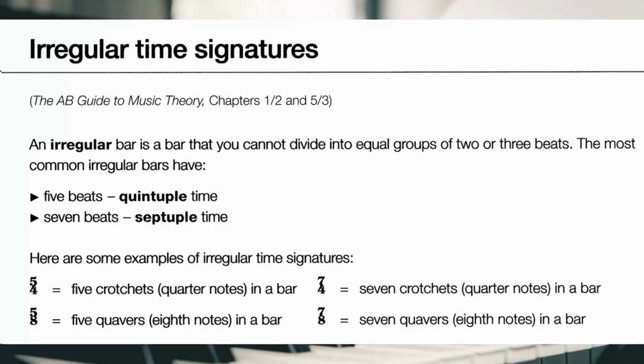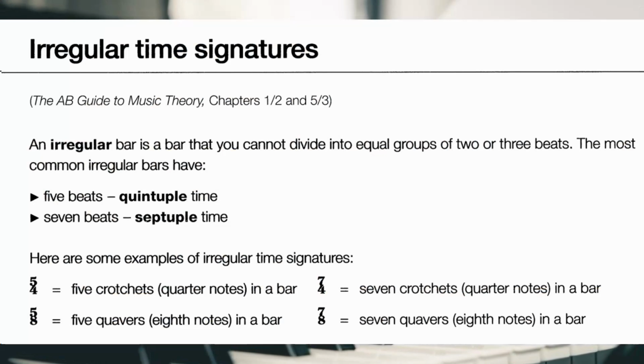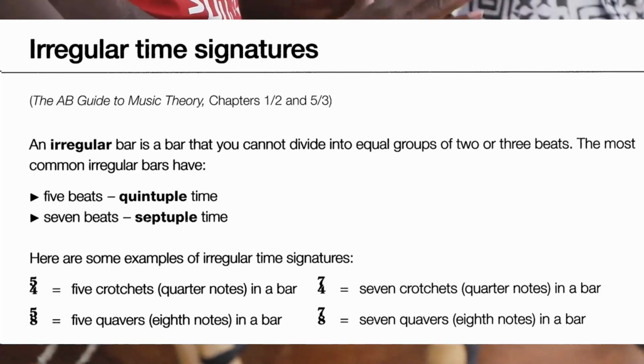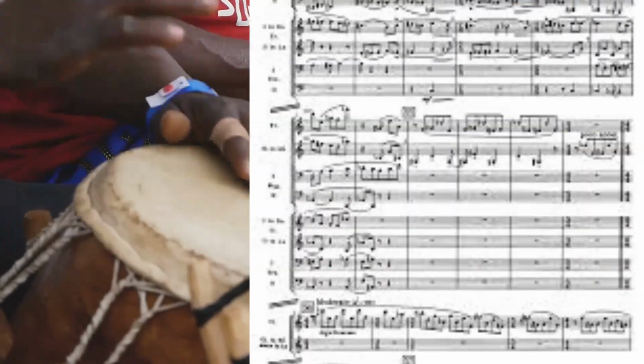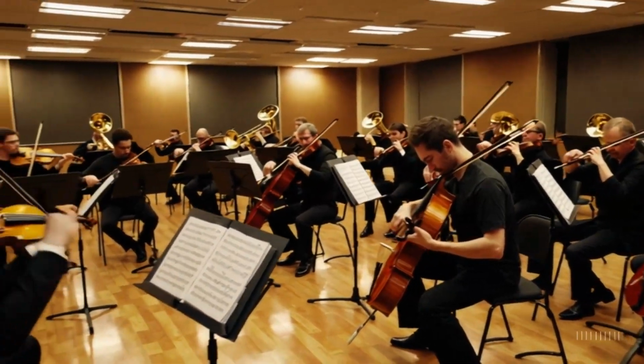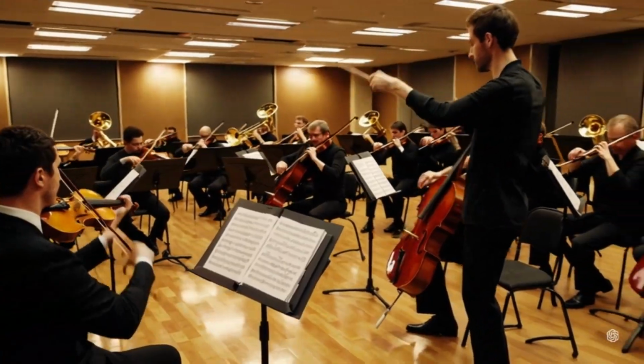Finally, we have odd meters, such as 5/4 and 7/8. These are less common, but add unique character to the music. These time signatures create a sense of unevenness or asymmetry in the music, adding a touch of the unexpected. They challenge both the musician and the listener, making the musical experience more engaging and dynamic.